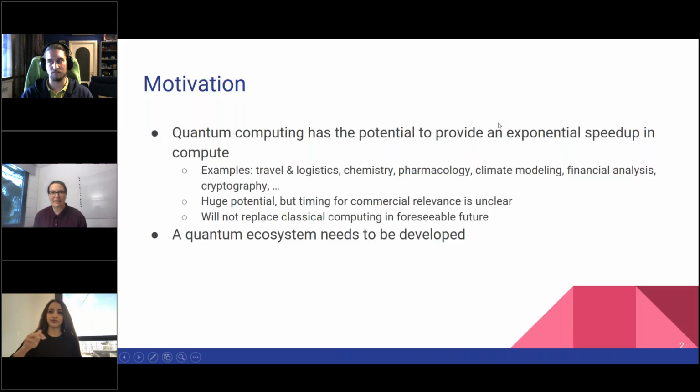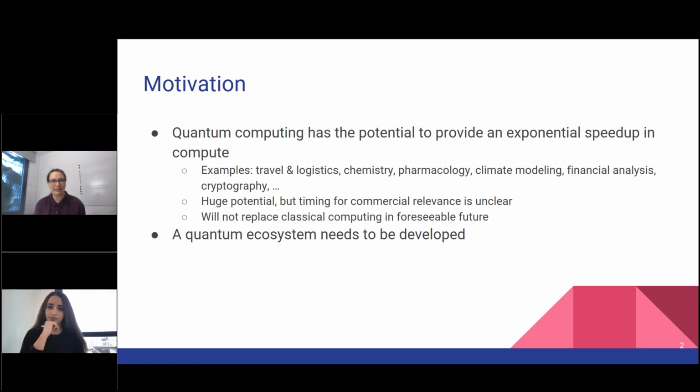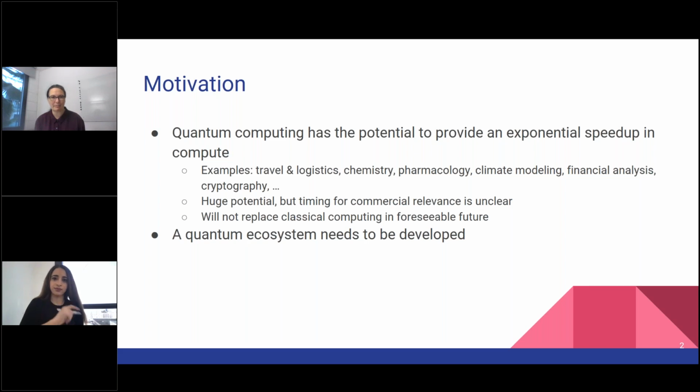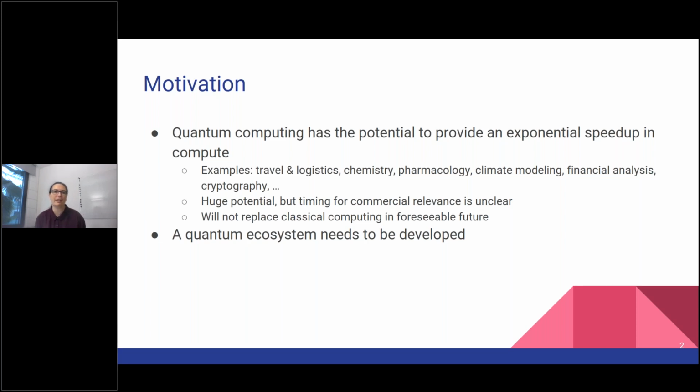So what's the motivation? Why are we doing this? That's because quantum computing has the huge potential to provide an exponential speed up in compute. And this can go to very different industries such as travel and logistics, chemistry, pharmacology, climate modeling, financial analysis, cryptography, and there might be even more which we don't think about at the moment. So we are seeing here a huge potential.